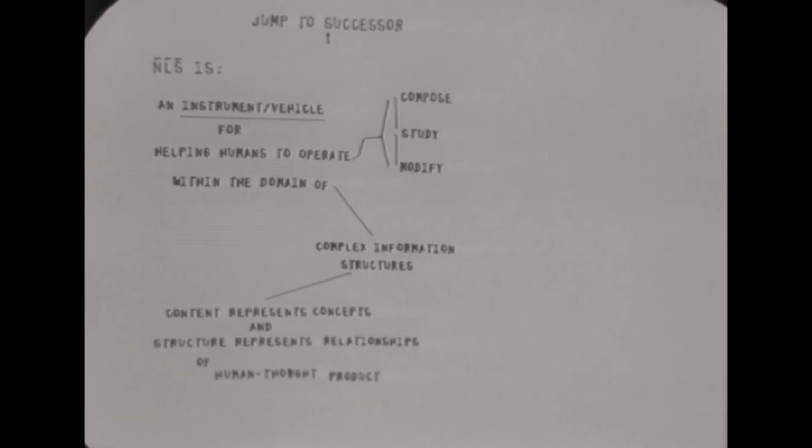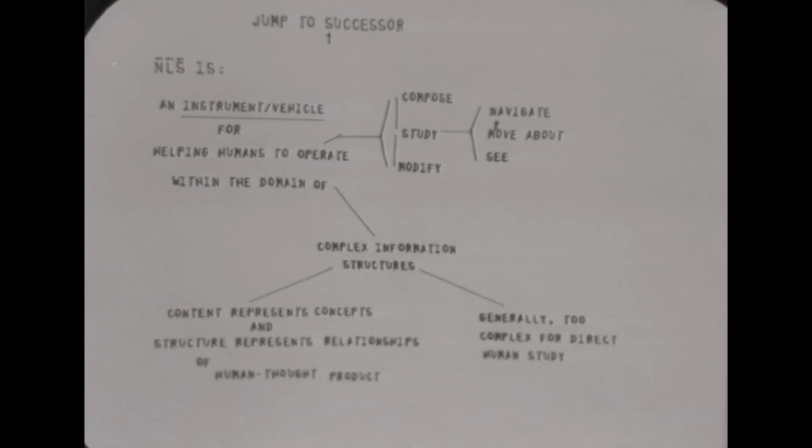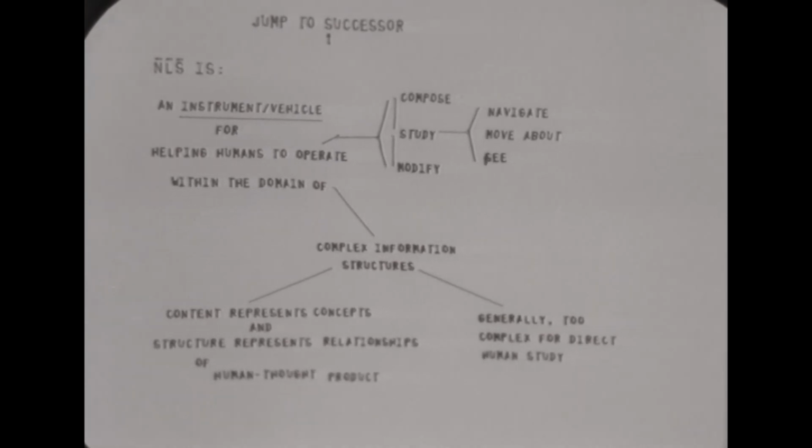All right, we never can do that very well with linear text. So inside the computer, we can represent that quite well. In fact, we can represent information structures in a computer that would generally be far too complex for you to study directly. But NLS serves as a tool to roam over that, navigate through a complex structure, be able to find your way, move about it rapidly, be able to see what you want to see at any given point. That's how we think of NLS as a tool.